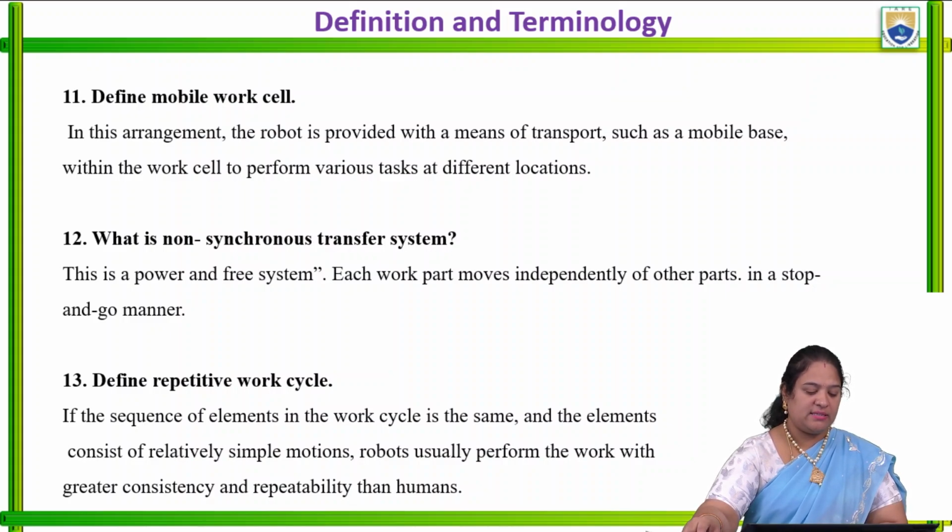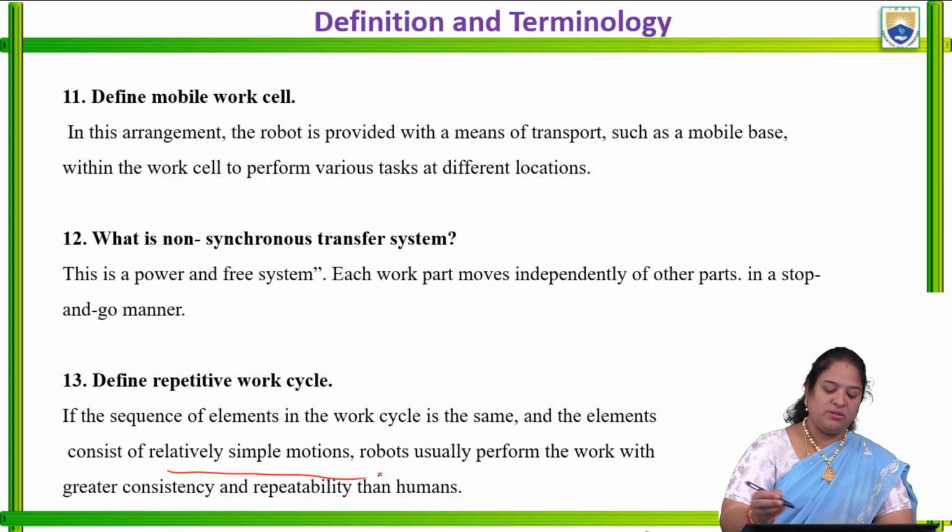Okay. Next, define repetitive work cell. What do we mean by repetitive work cell? Repetitive work cell means that when the same sequence of work is to be done in a large scale industry, the robot is given a program so that it continuously generates the products 24/7. That is a repetitive work cell. The sequence of elements in the work cycle is the same, and the elements consist of relatively simple motions.